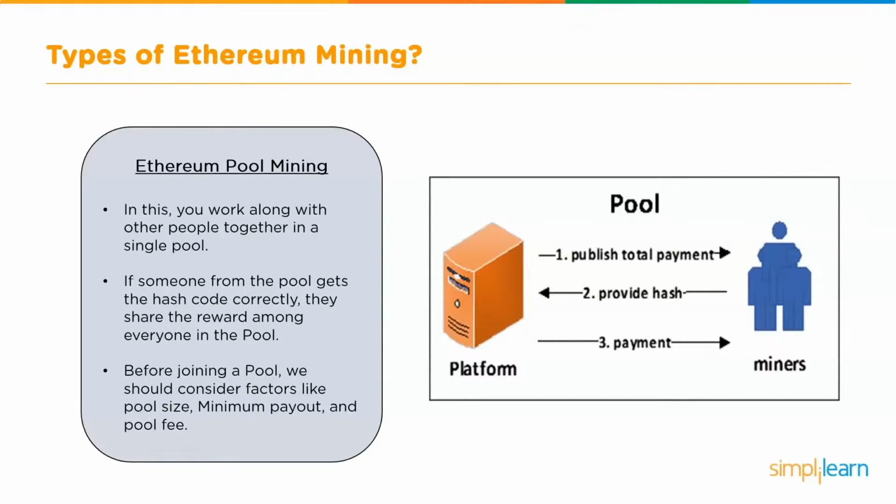Pool size determines the number of blocks you find in the Ethereum network, and it shares rewards. As the number of miners increases, the chances to get rewards also increase. Minimum payout is the minimum amount of Ethereum you need to mine before it gets credited to your wallet. And pool fee is the amount you need to pay to continue using the pool. This amount is a percentage based on the amount of Ethereum you're mining.